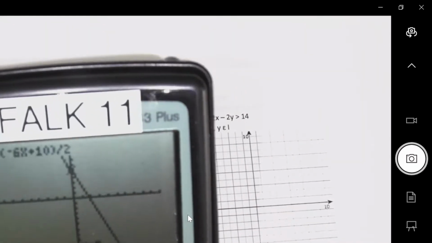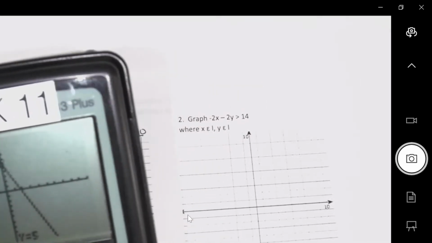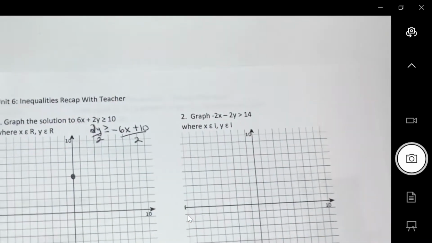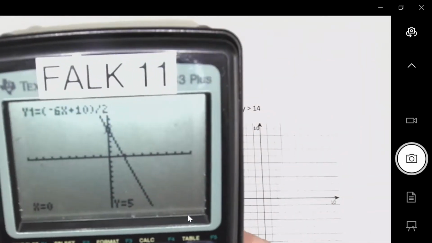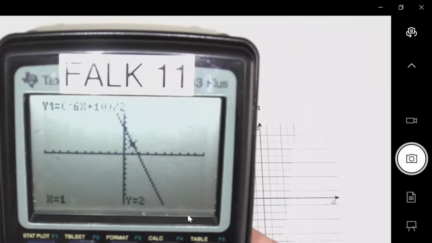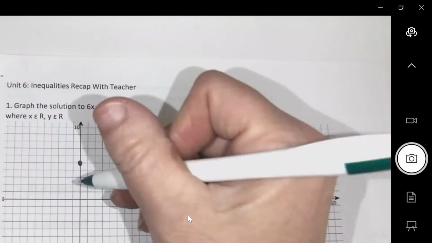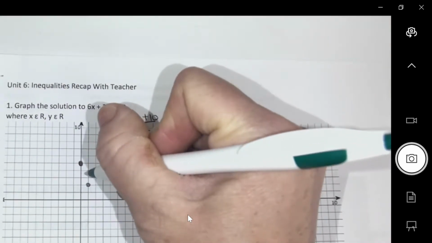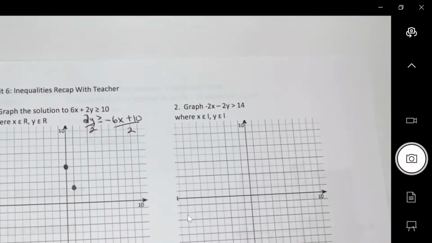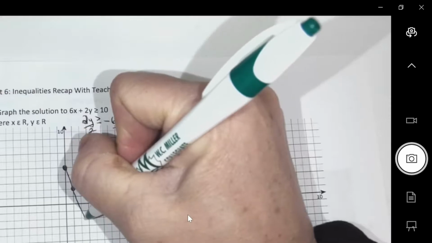So I'm going to trace 0. 0, 5 is a point I'm going to go with. 1, 2, I traced and I hit 1, enter. 1, 2 is a point. Okay. When I draw this, now I have to decide if I want a solid or a dashed line. So this says I can be equal to it. I'm allowed to be equal, so I'm going to draw a solid line.